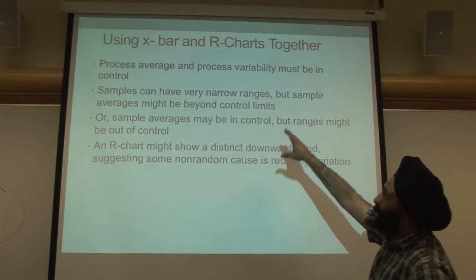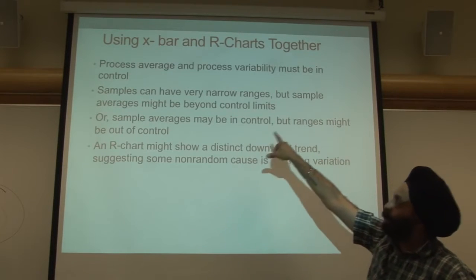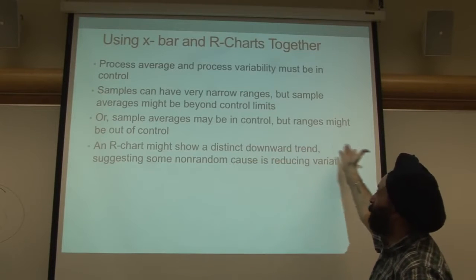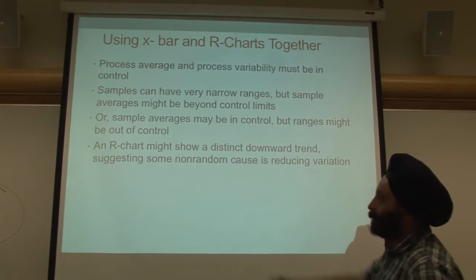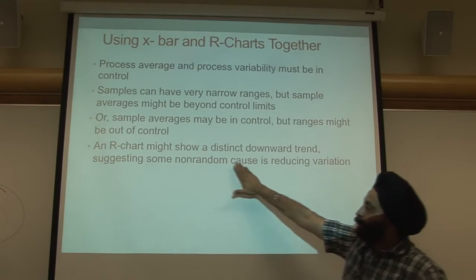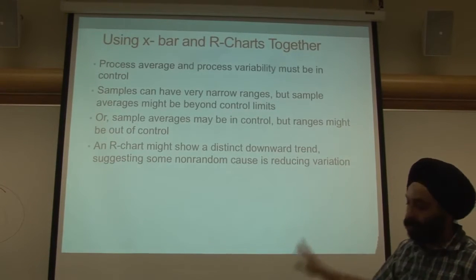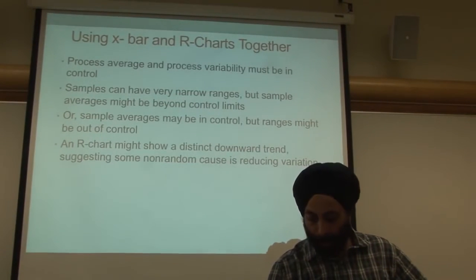A sample can have very narrow ranges, but sample averages might be beyond control limits. Or the sample average may be in control, but ranges might be out of control. An X chart or an R chart might show a distinct downward trend, suggesting some non-random cause reducing the variation that you have.